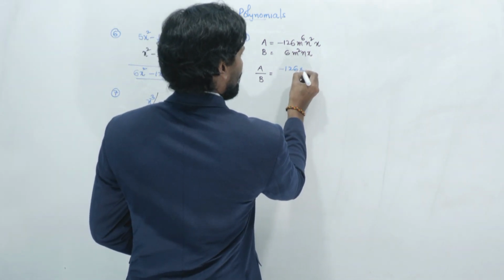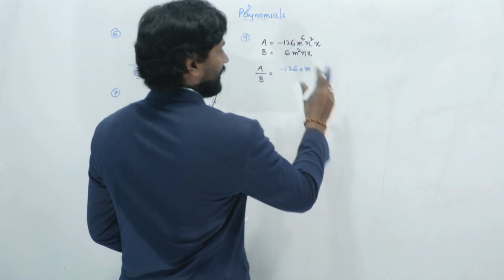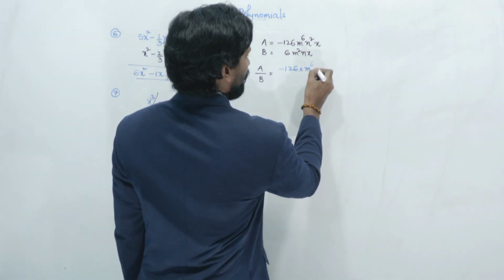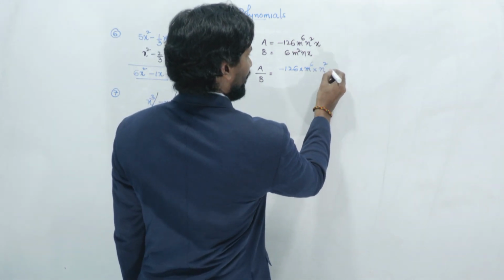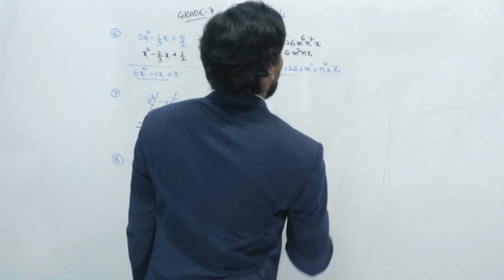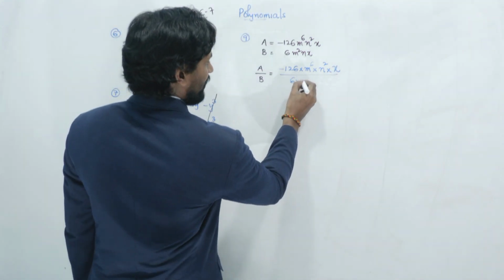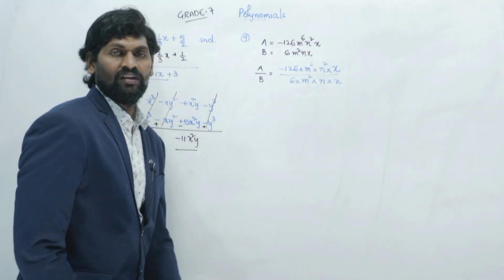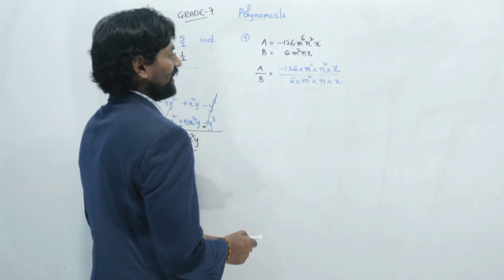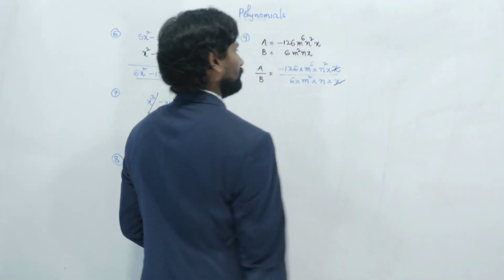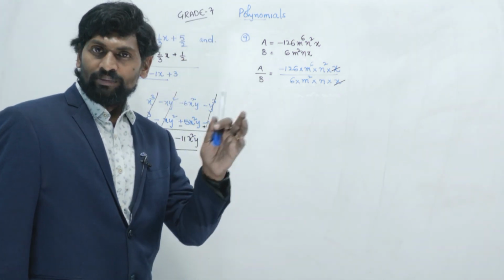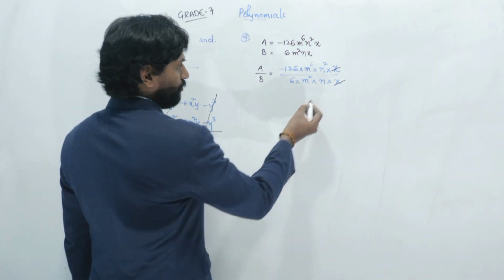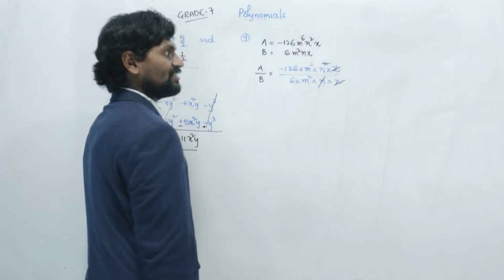Let us try to write both of them. Minus 126 into m power 6, I can write it as m into m like that 6 times, but now I am not writing. Now n square means n into n, x, divided by 6 m square. M square means m into m, n into x. Now while you are observing here, numerator x and denominator x cancel. Now n square is nothing but n into n, so denominator n and numerator n square cancel.